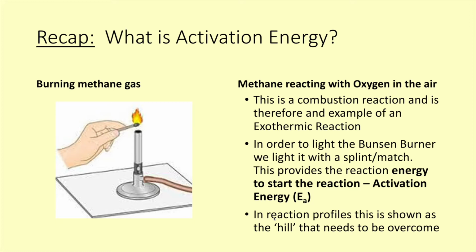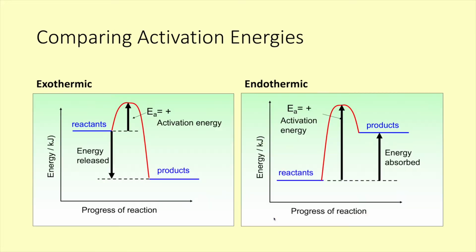We showed that in our reaction profiles as the hill that we need to overcome in order to then go down to the products. So here we can see our reactants on the left hand side, products on the right hand side, and our activation energy is that energy required to go up the hill before going down to the products. In both exothermic and endothermic reactions, there is an activation energy that must be overcome in order to make those products.